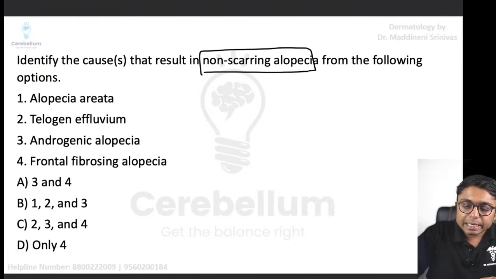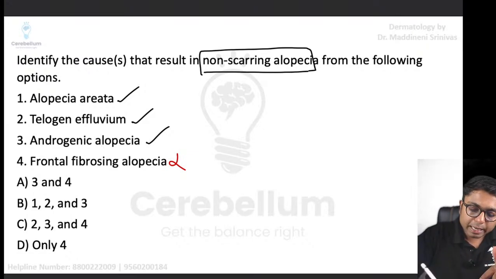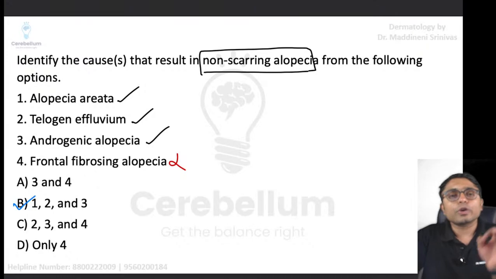First of all, we will find out what the non-scarring alopecias are. Alopecia areata is a non-scarring alopecia. Telogen effluvium is non-scarring. Androgenetic alopecia is also non-scarring. Frontal fibrosing alopecia is a scarring alopecia. So what are the options which are correct? 1, 2 and 3. So the answer is going to be option B.